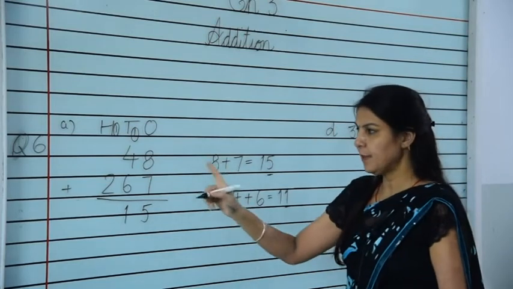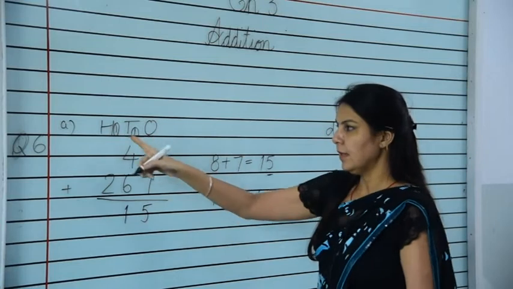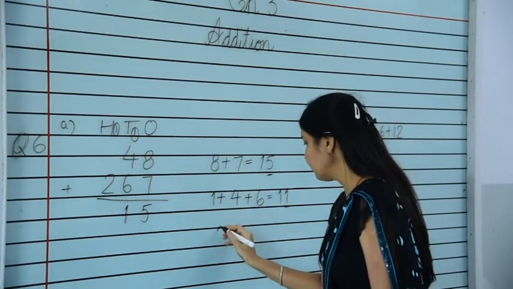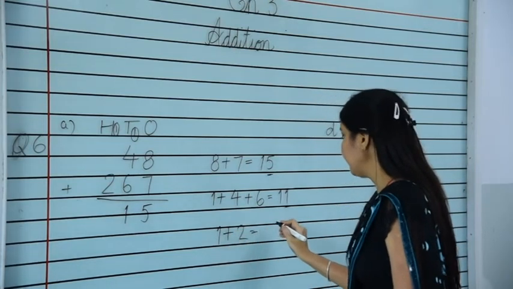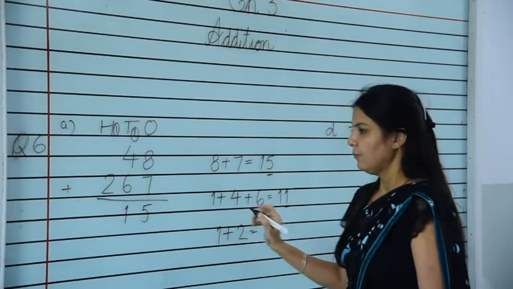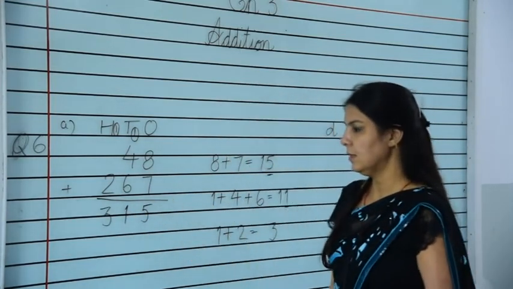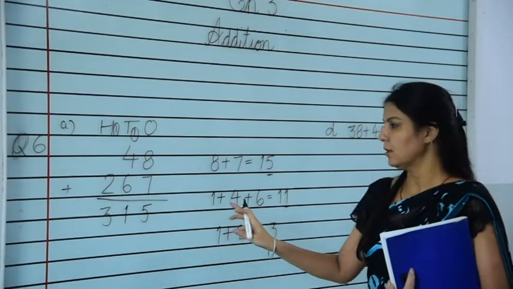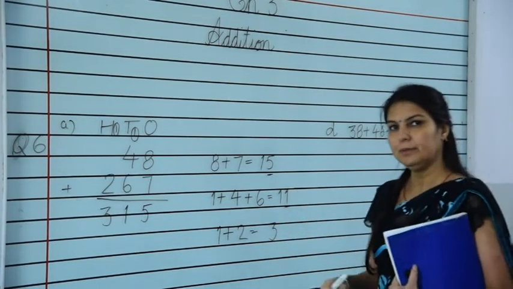Now at hundreds place only 2 is written, and the 1, this is the carryover, so we will add these two digits. 1 plus 2, it will be 3. We will write 3 here under hundreds place. So I hope you have understood how we can solve this sum by the carryover method.